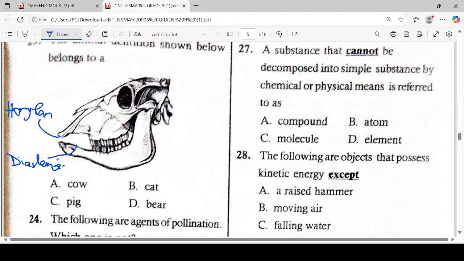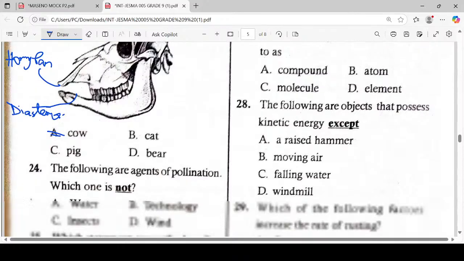This one should obviously be a herbivore, and that becomes a cow. That is a cow. In that case, dear learners, that one is a cow because of those conditions of a hard pan and a diastema. The presence of a hard pan and a diastema makes it a herbivore.